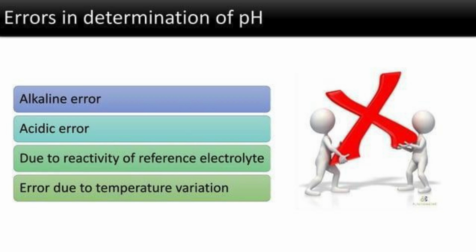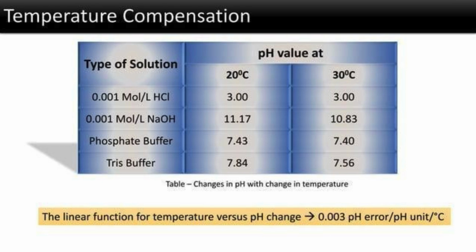This brings us to a crucial feature, temperature compensation. The pH of a solution can actually change with temperature. For example, a 0.001 molar hydrochloric acid solution has a pH of 3.00 at both 20 and 30 degrees Celsius. But the pH of a different solution might change from 11.17 at 20 degrees to 10.83 at 30 degrees. There's a general rule of thumb, a 0.003 pH error per pH unit per degree Celsius.